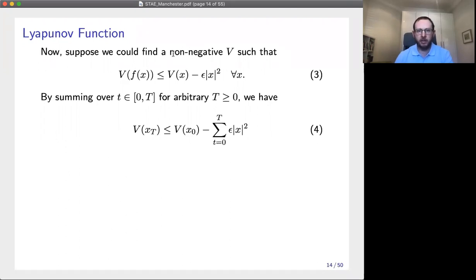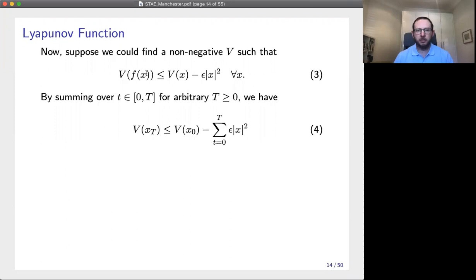We actually just need V to be non-negative, not necessarily strictly positive definite in any sense, just non-negative. So V of x is greater than or equal to 0 for any x. And then we want to find a V that satisfies the following inequality. So basically V of the next state, f of x, is less than or equal to V of the current state minus some possibly small positive number epsilon times the absolute value of the current state. So basically, this is just saying that V of x shrinks a little bit over time as the system evolves.